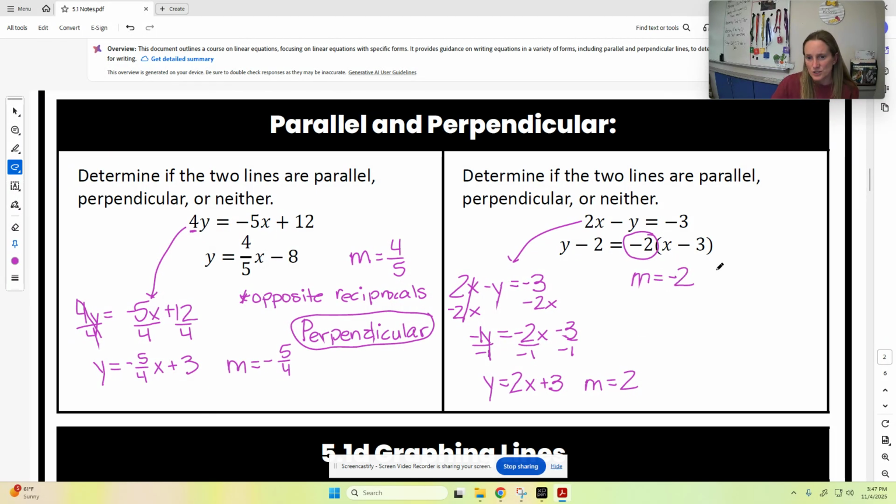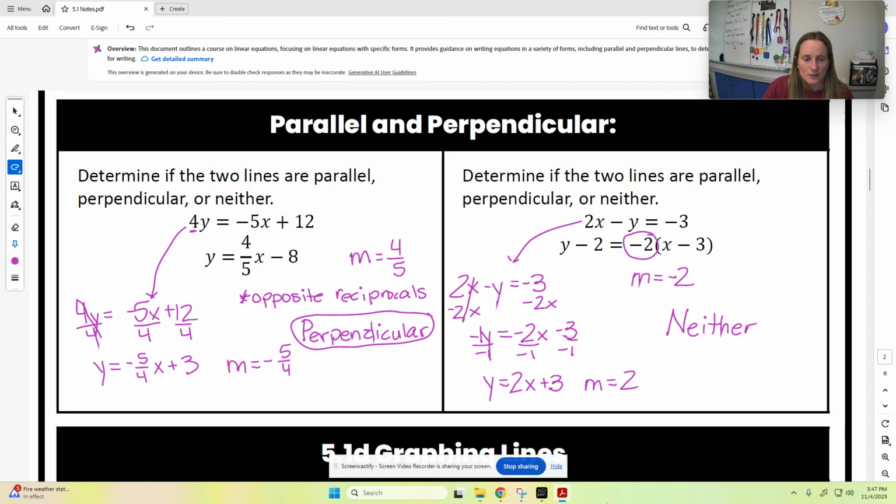So these 2 numbers do have opposite signs, but they are not reciprocals of one another. So in this case, they're not parallel because they're not exactly the same. They're not perpendicular because they're not reciprocals. So these would fall under the category of neither. They're just 2 lines that are going to intersect, but they're not intersecting at 90-degree angles to be perpendicular, and they will intersect, so they're not parallel.